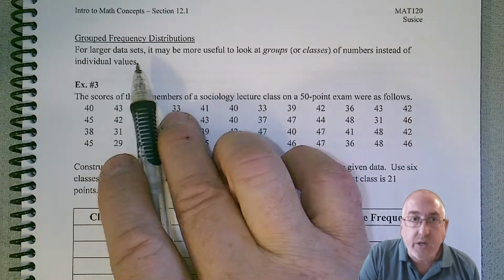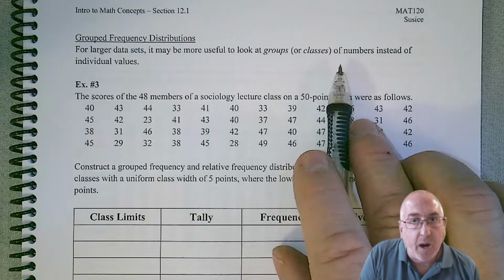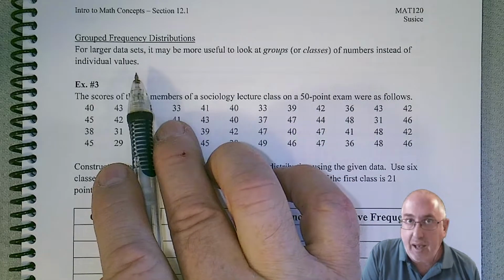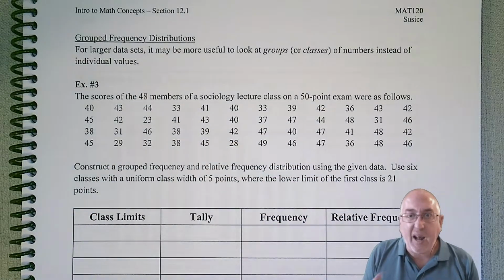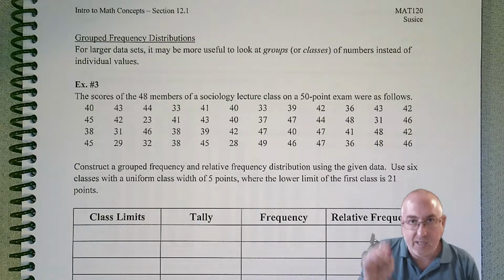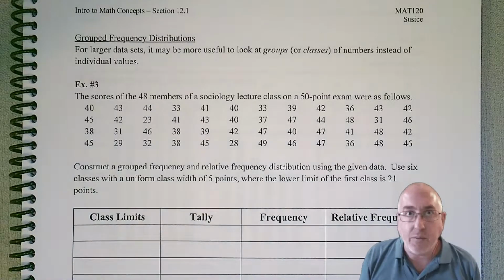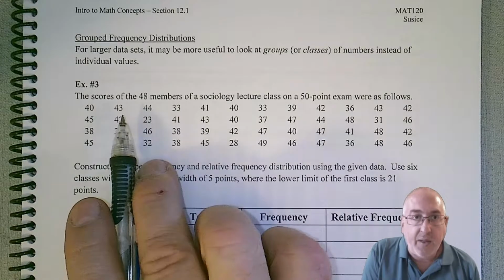For even larger data sets, it may be more useful to look at groups or classes of numbers instead of individual values. When you have a lot of individual values in your data set, it just doesn't make a lot of sense to have all those individual frequencies if you have 100 different values. So let's try this next problem.